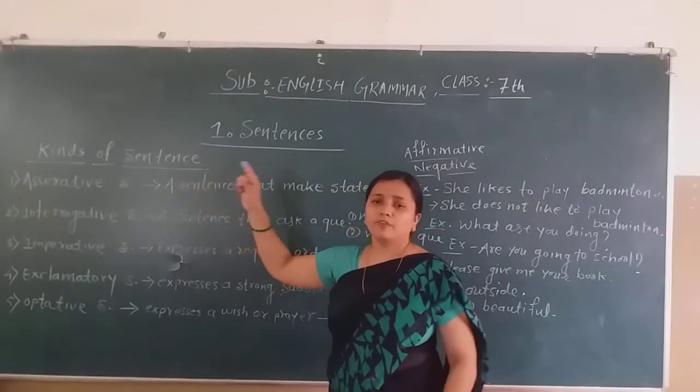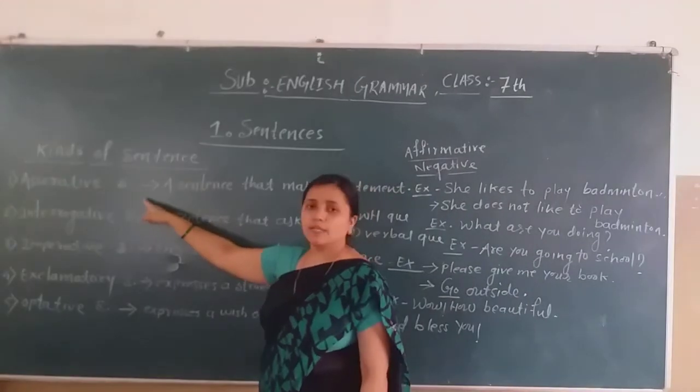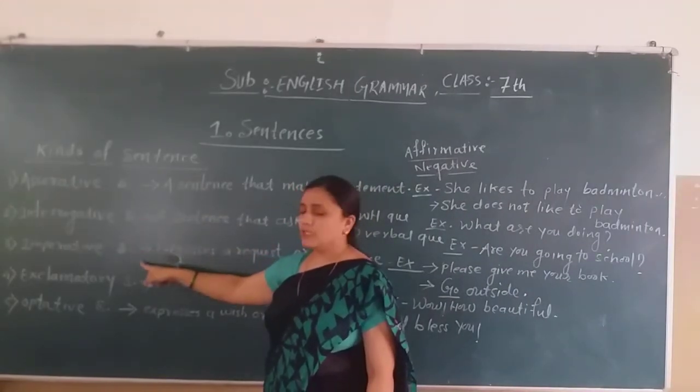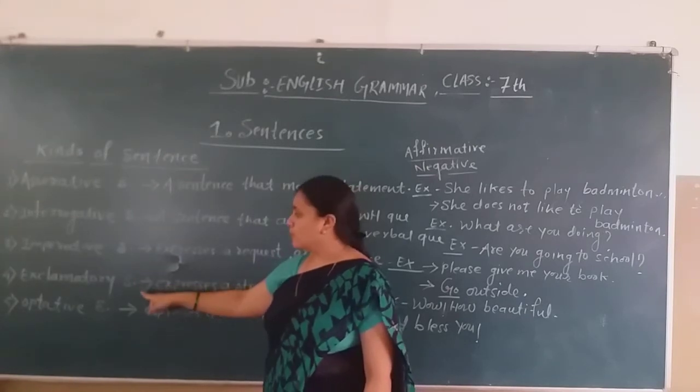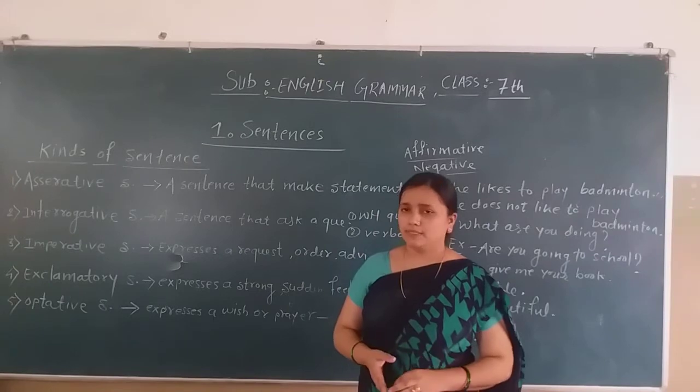Just note it down. If you do not have the book, you may just copy it down in your notebook. The first one, assertive sentence. Second one, interrogative sentence. Third one, imperative sentence. Fourth one, exclamatory sentence. And fifth one, optative sentence.